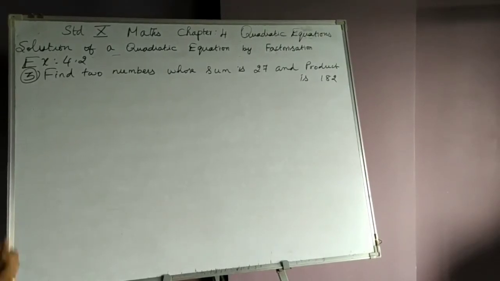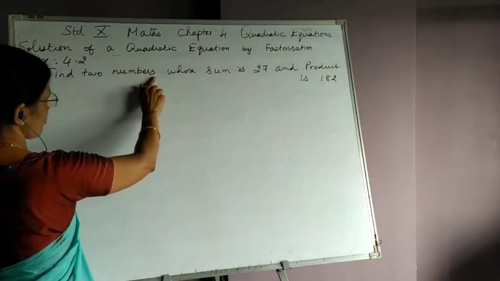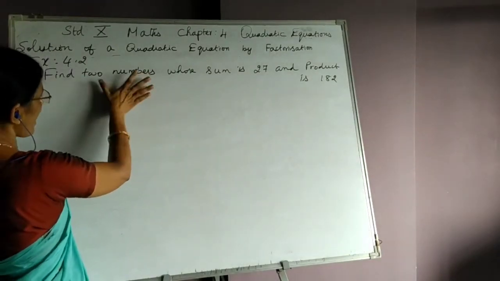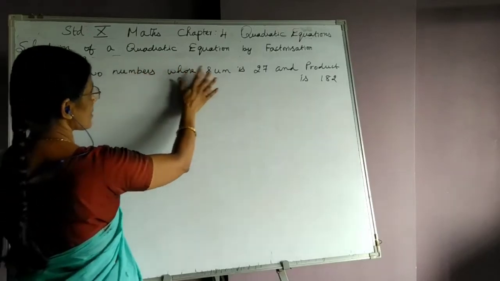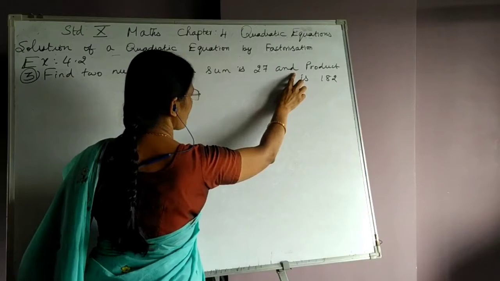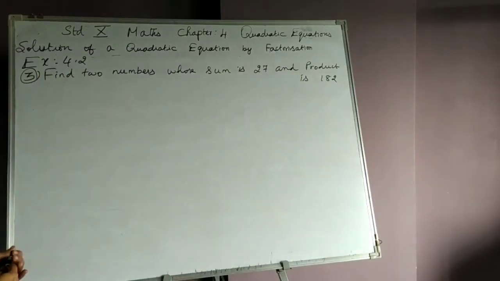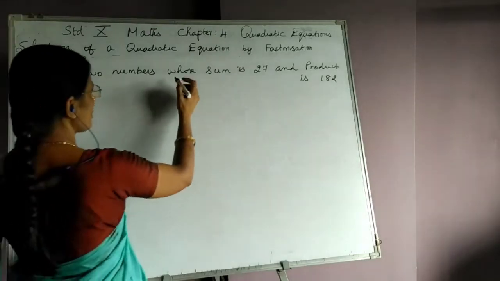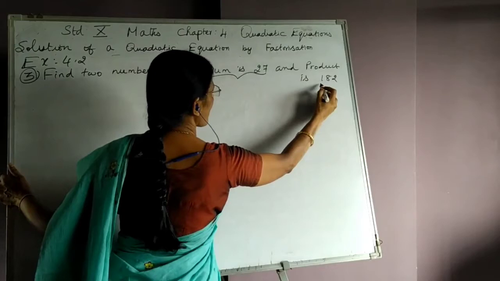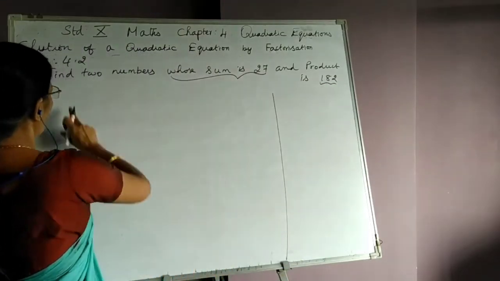Exercise 4.2, third question. The problem is find 2 numbers. We have to find out 2 numbers. If we add these 2 numbers, the result should be 27. And if we multiply the same 2 numbers, we should get 182. So what are those numbers we are asked to identify? Using the condition, the sum is 27 and the product is 182. Okay. How many numbers are there?